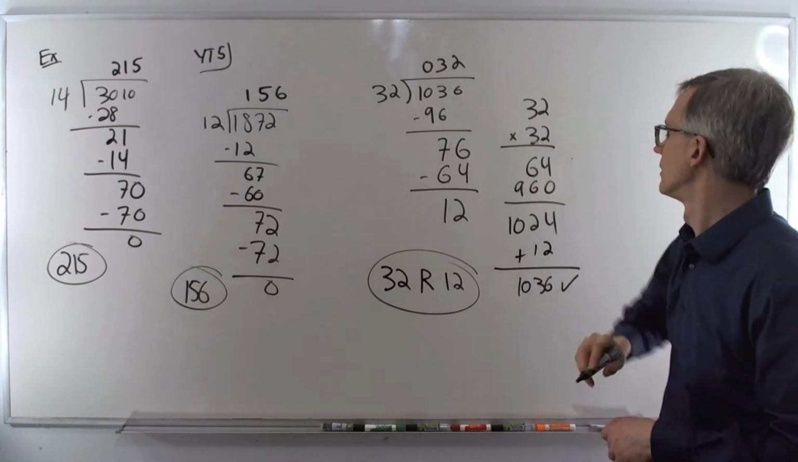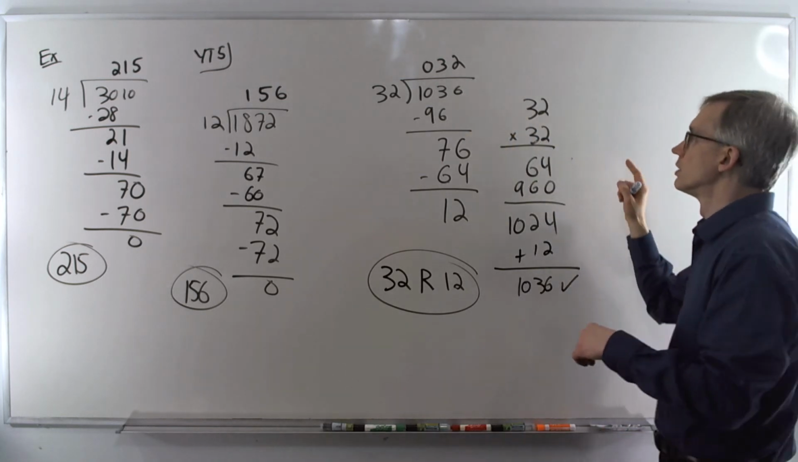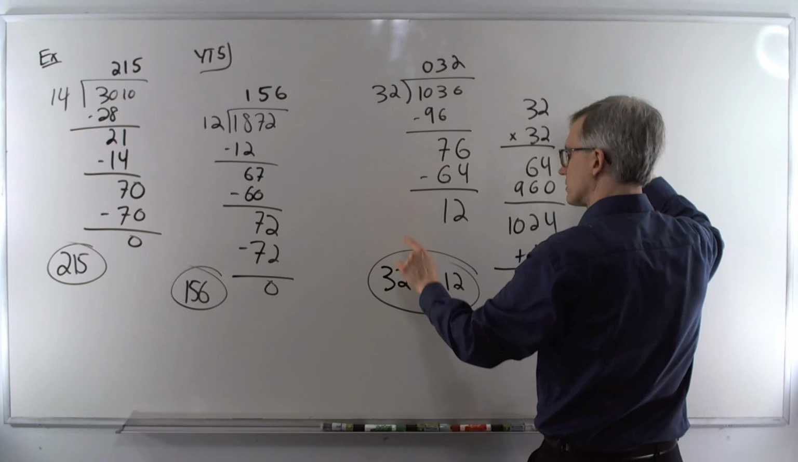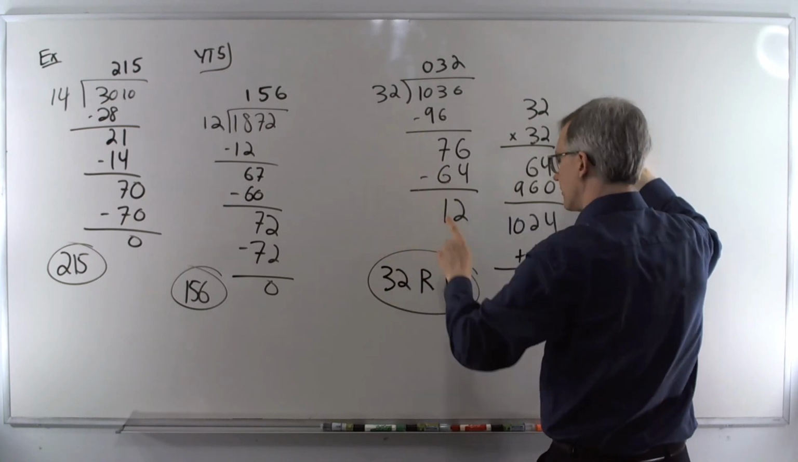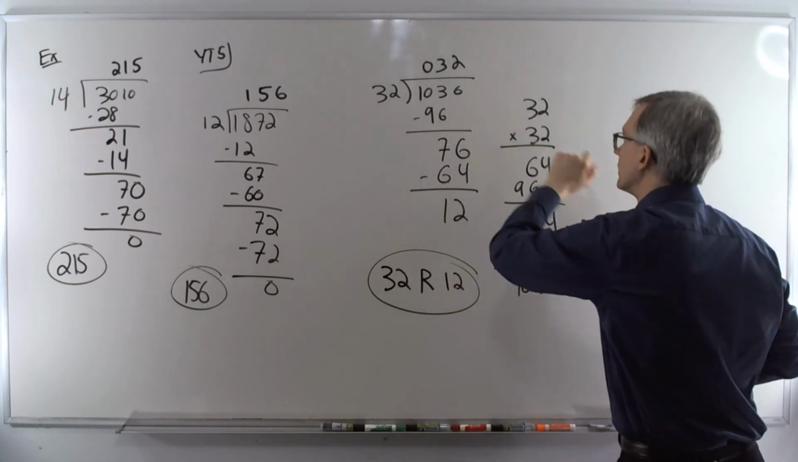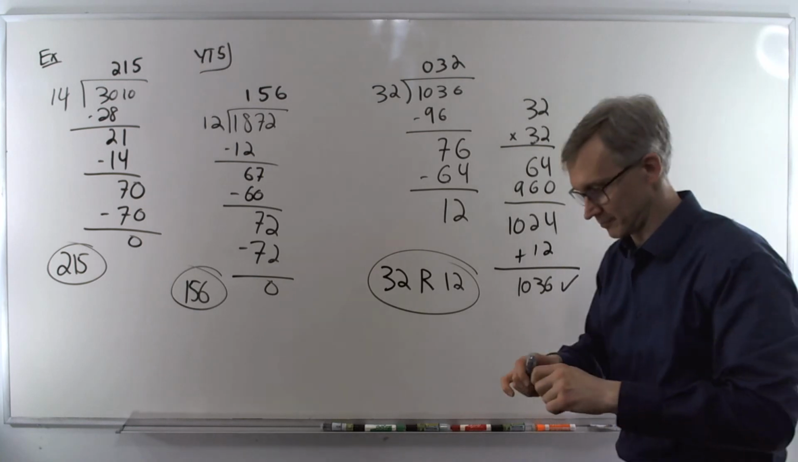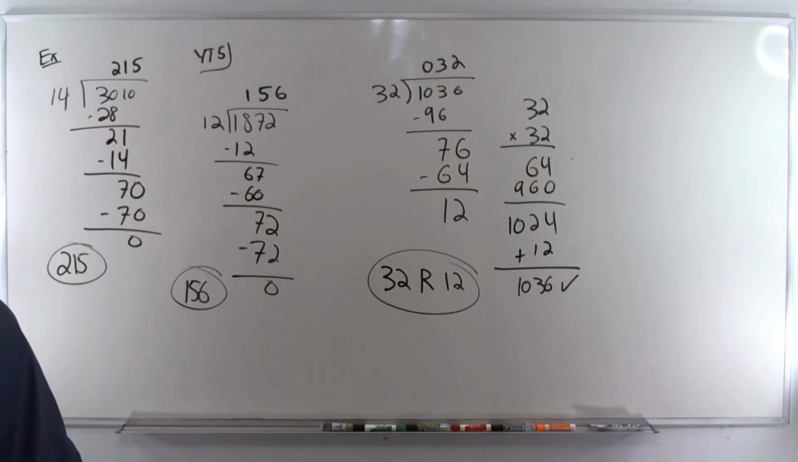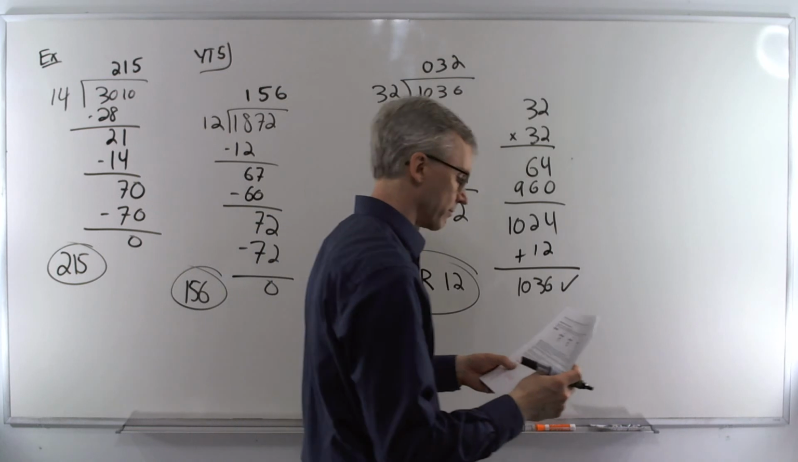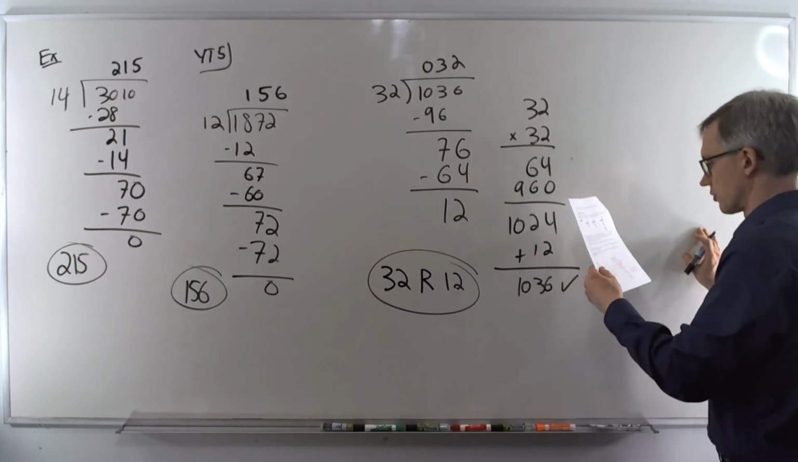And that matches what we divided. So, to check, take your answer, multiply it by the divisor, and then add the remainder, and we should get right back where we started. All right, now just like before, I'm going to start with some straightforward ones, some shorter problems.